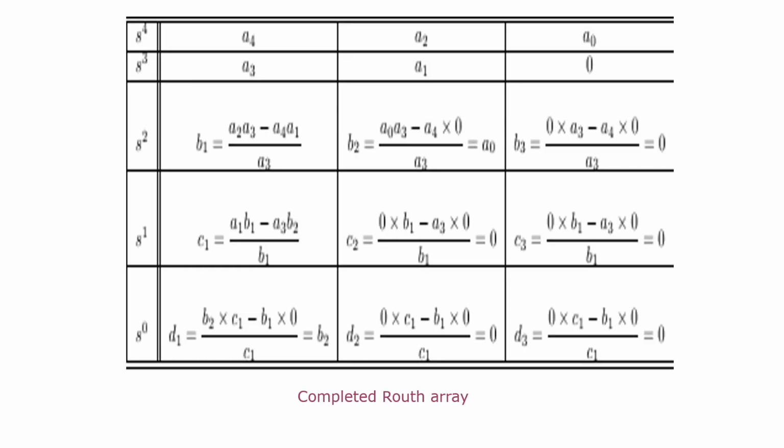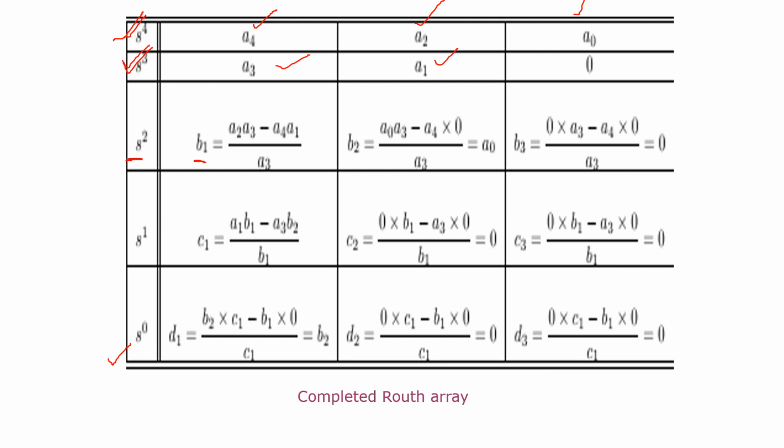This is the completed RH table. In this, these two row elements are from the characteristic equation. That is, we are having A4, A2, A0. Similarly, A3 and A1.